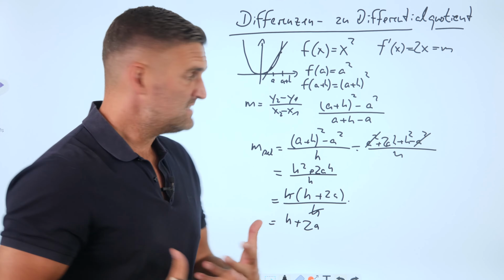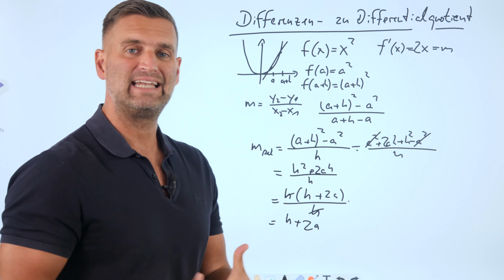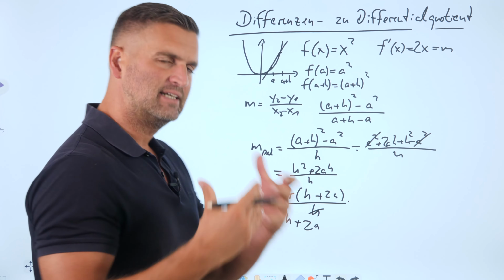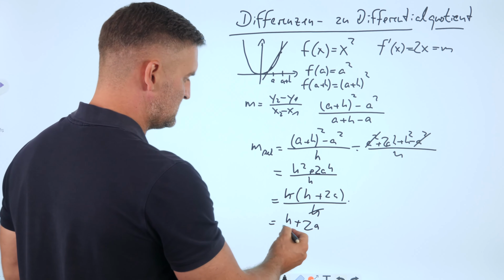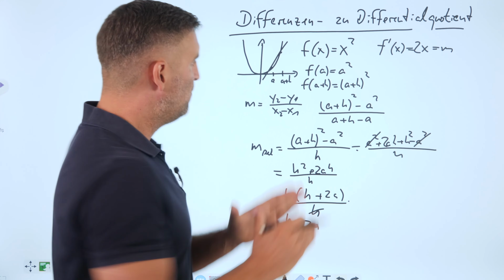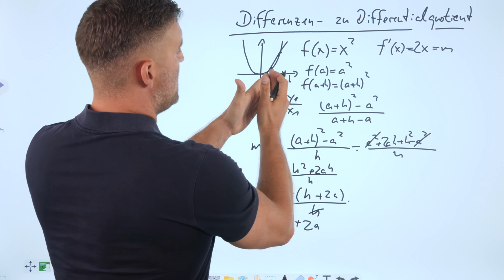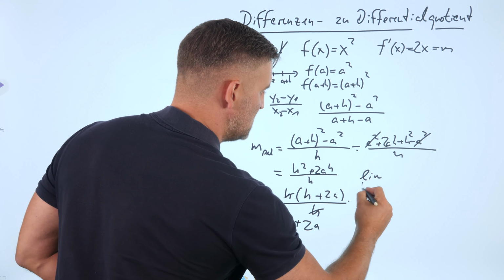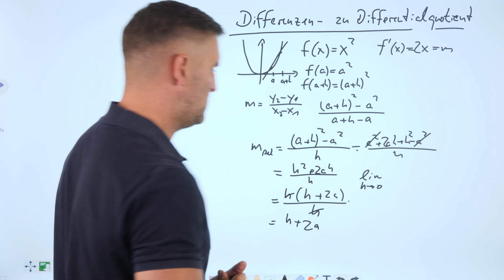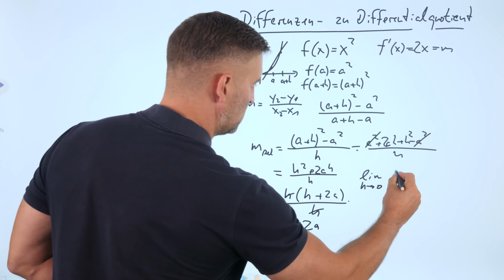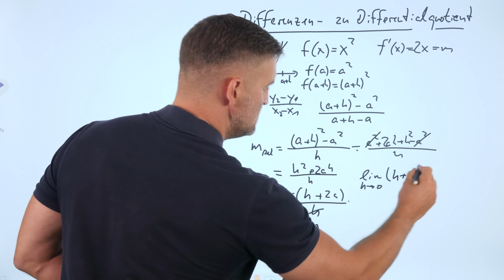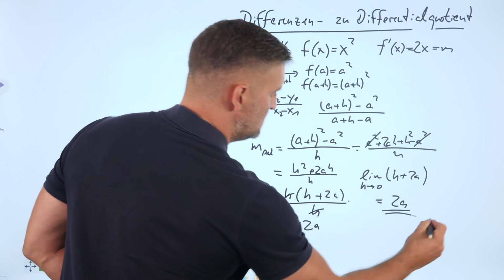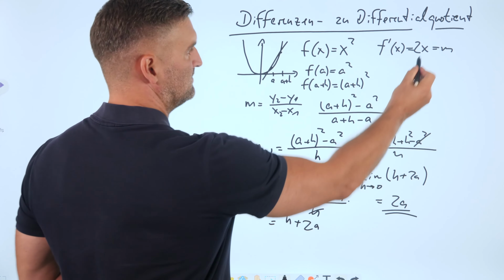And what happens now? We have the slope of the secant, and in order to get the slope of the tangent at the point a, now comes the limit. We let h approach 0, so that the distance from a to a plus h becomes 0. That means if we now take the limit as h approaches 0 for this expression h plus 2a, what happens then? We're left with 2a, you can already see. That would be the derivative, that's the differential quotient.